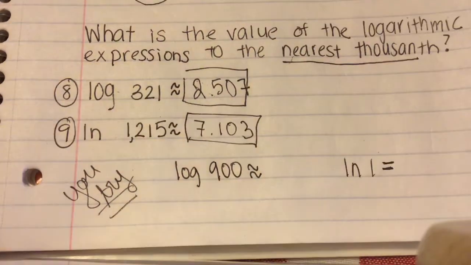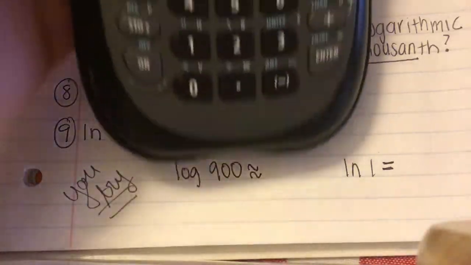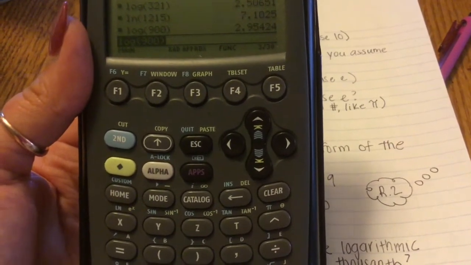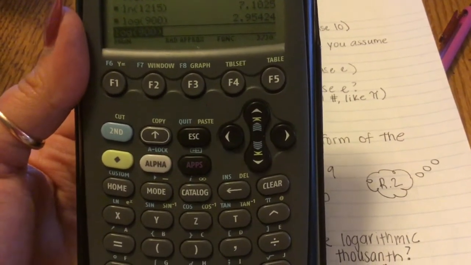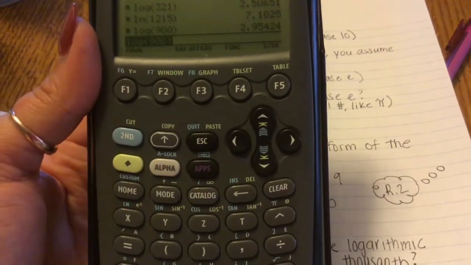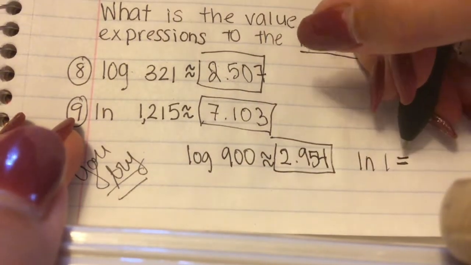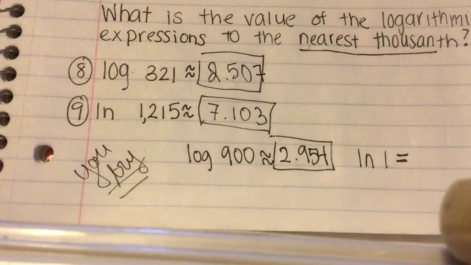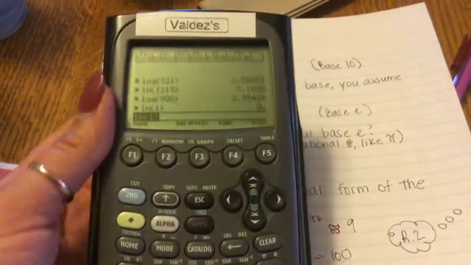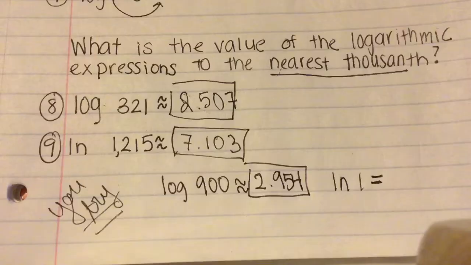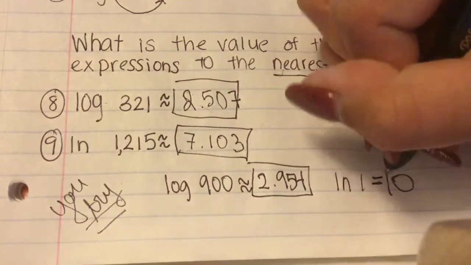Okay, so we should have seen in our calculator that log of 900, that 2 after that first 4 is 5 or less. So we're going to let that number rest. It'll be 2.954. Now you might have noticed that I put an equal sign here. That's because when I plug in the natural log of 1 into my calculator, I actually get 0. We're going to show why that works on the next page. Natural log of 1 equal to 0.